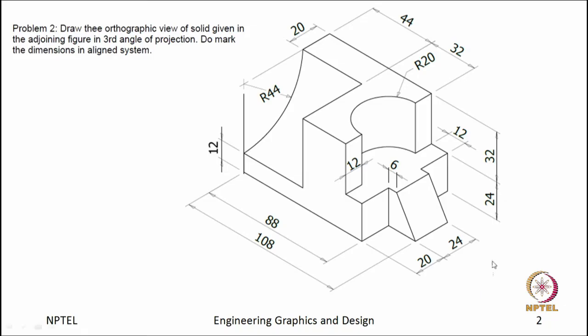This is our problem number 2. A simple object. If you read the question, draw the orthographic view of the solid given in the adjoining figure in third angle of projection and do mark the dimension in aligned system. One difference you will find here compared to question number 1 is that it is mentioned that you have to draw the orthographic view in third angle of projection.